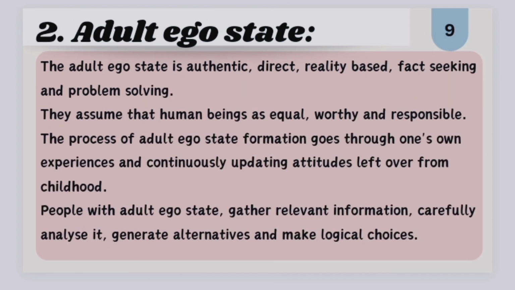The next one is adult ego state. The adult ego state is authentic, direct, reality based, fact seeking, and problem solving. They assume that human beings are equal, worthy, and responsible. The adult ego state is formed through one's own experience and continuously updating attitudes left over from childhood. People with adult ego state gather relevant information, carefully analyze it, generate alternatives, and make logical choices.